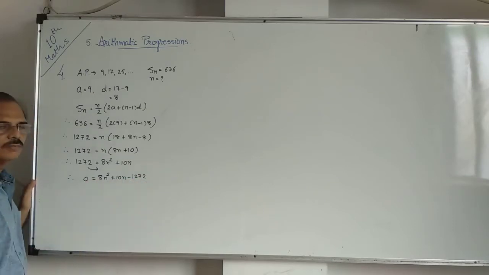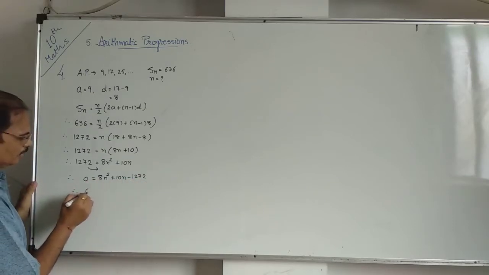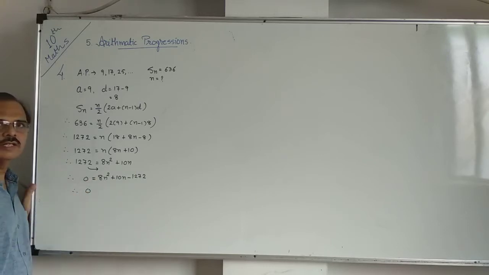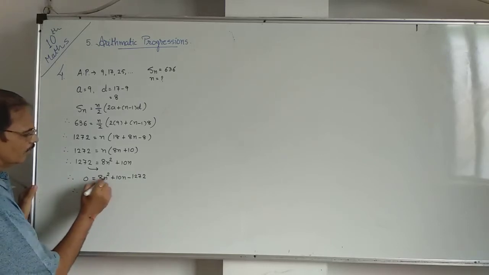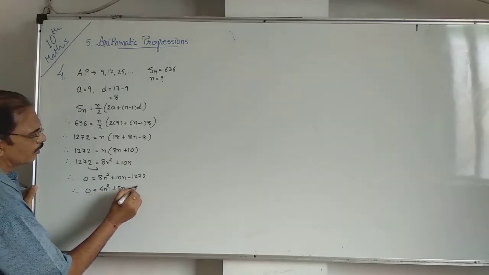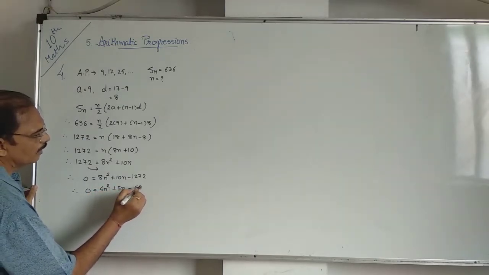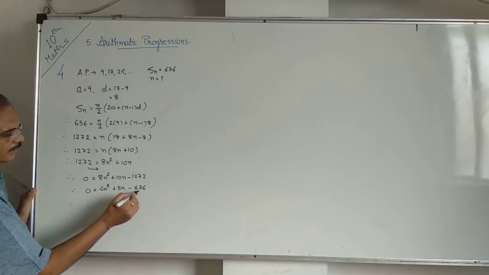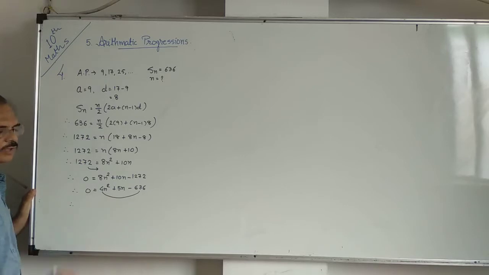Now divide each term by 2. 0 is there, so no need to write 2, because 0 divided by 2 is 0. Divide by 2: 4n square, 5n, and 1272 divided by 2 is 636. Now factorize this, 636 times 4.